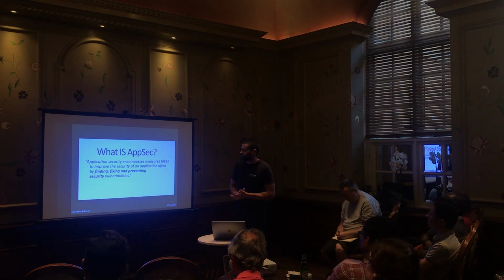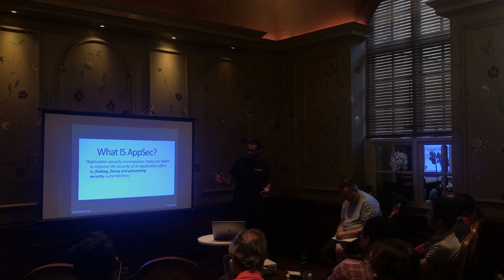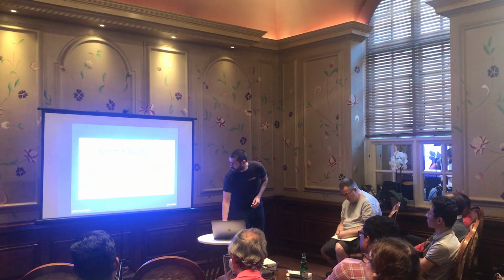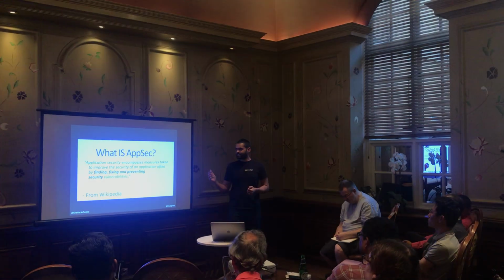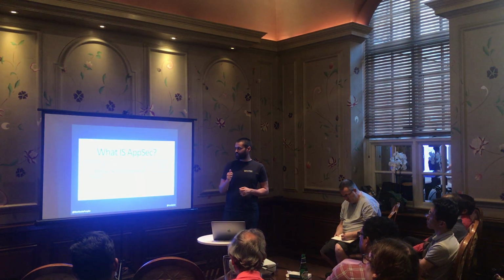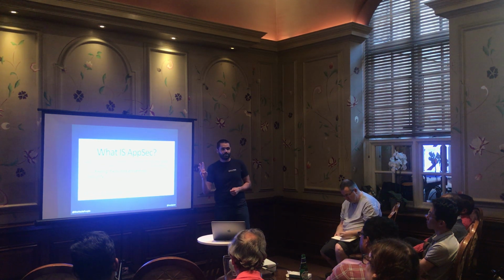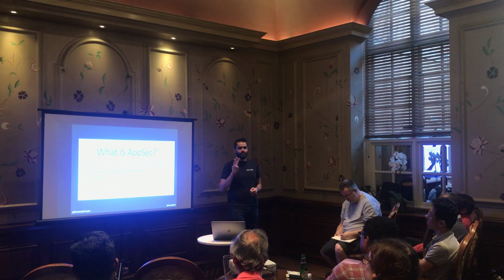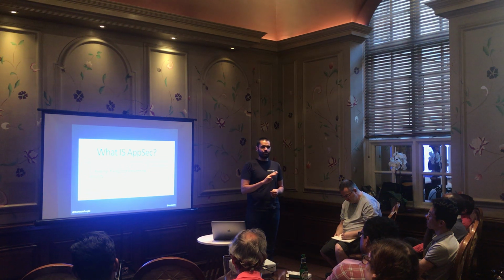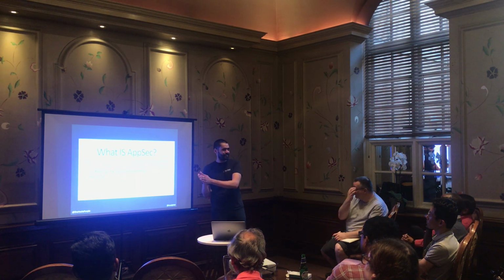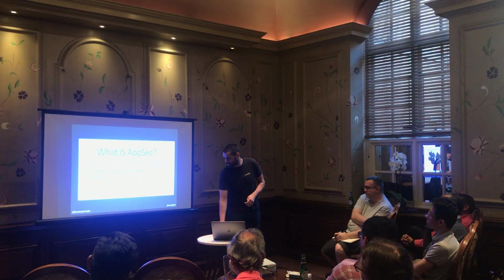So what is AppSec? Application security. This is the Wikipedia version, which I quite like. Application security encompasses measures taken to improve the security of an application, often by finding, fixing, and preventing security vulnerabilities. Each of us in our roles will probably have an exposure to at least one of them, or probably more to one than the others. But this is what application security is, and the breadth and the scope it needs to take.